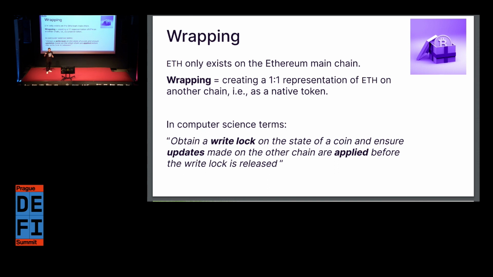So in computer science terms, what you're trying to do is obtain a write lock, right? You don't want this Ethereum coin, or whatever you're moving over, to be able to change state. Nobody should be able to claim it while the wrapped Ethereum is used on the other side. And you also want to apply all the updates that were made to this token on Polkadot. So if I transfer ownership of this wrapped ETH to somebody else, it should not be me who can claim the original Ethereum asset, but the new owner.